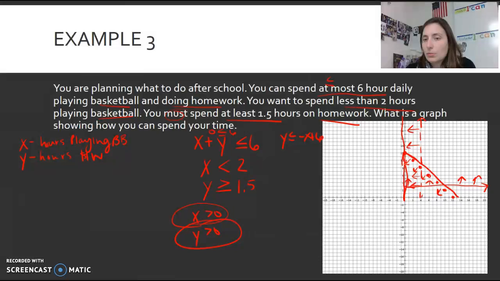So when I look at my arrows, the one place where all 3 arrows are is this lovely quadrilateral right here. And so that's where I am going to shade. Anything in here would be answers or solutions to how many hours he can spend doing homework and basketball, but not exceed the 6-hour limit that he has. And again, remember, because of it being real world, it had to be within the constraints of positive x and positive y values. So that is it.